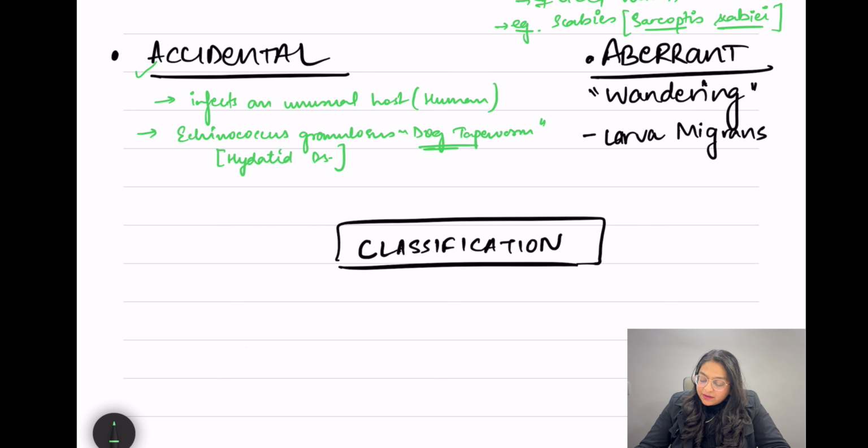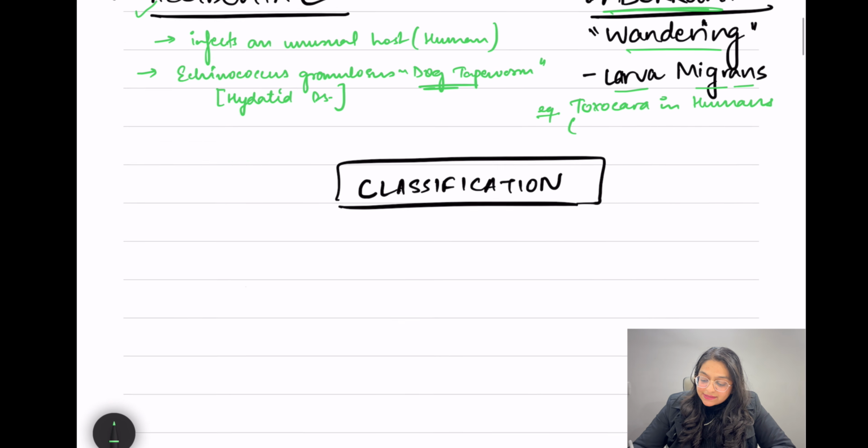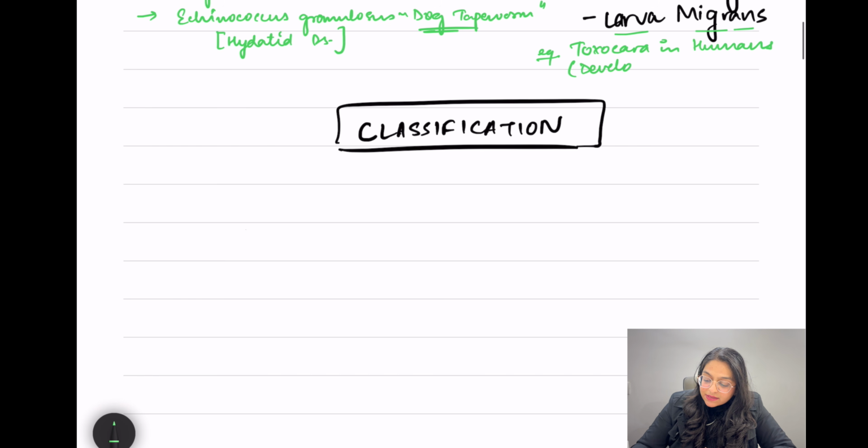And an aberrant parasite is also called a wandering parasite. In Hindi, we say bhatakta hua. A wandering parasite, like larva migrans, a larva which keeps migrating inside the human body. Example is Toxocara in humans. Inside the human body, Toxocara causes larva migrans, because the development is arrested in this host of the parasite, and the parasite stays in an encysted or encapsulated form inside the body.